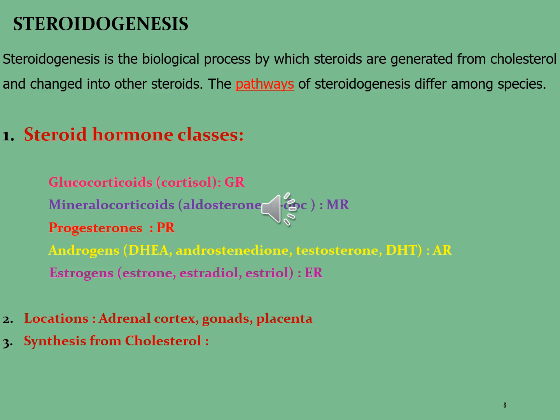So let's start with the steroid hormone classes, and we can see we have five major classes of steroid hormones. Each of these hormone classes, the way to think about it, is that they are defined by the receptors that they activate, which then dictates the physiological effects of these hormone classes.